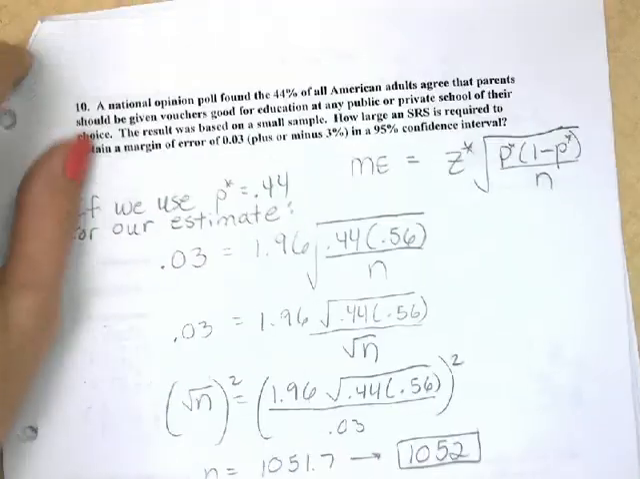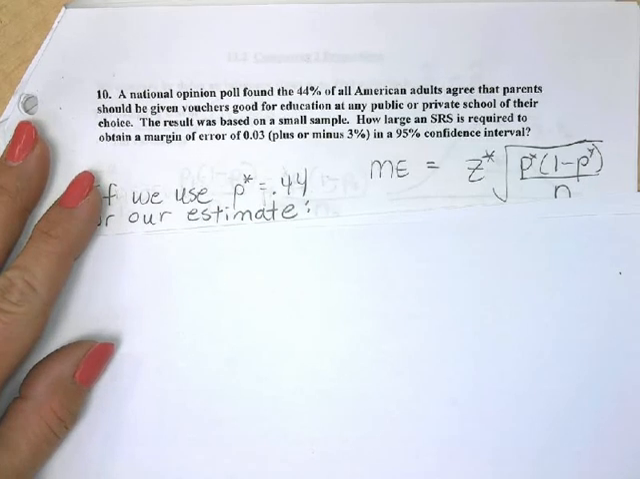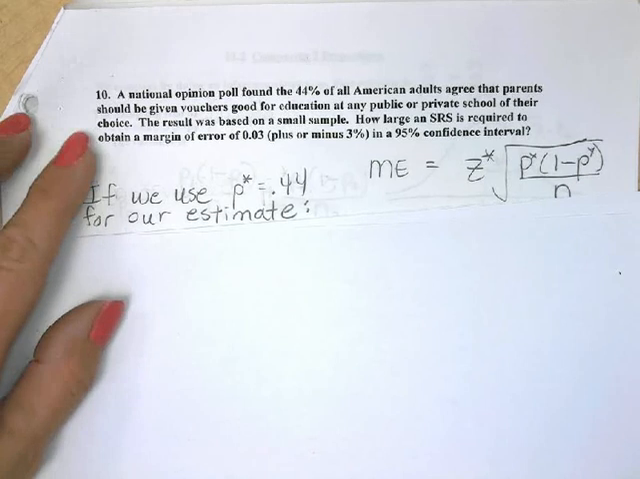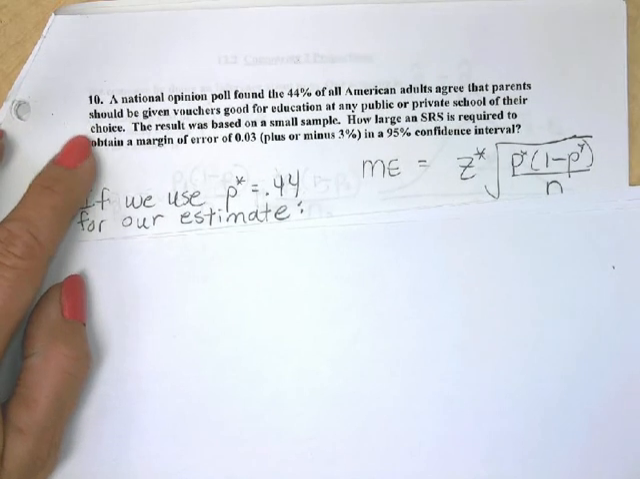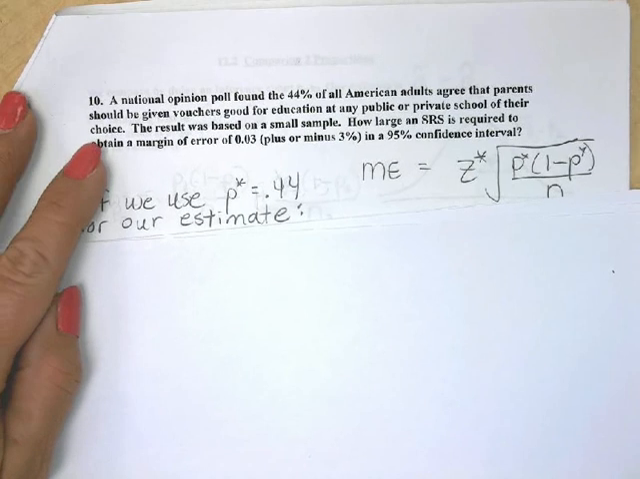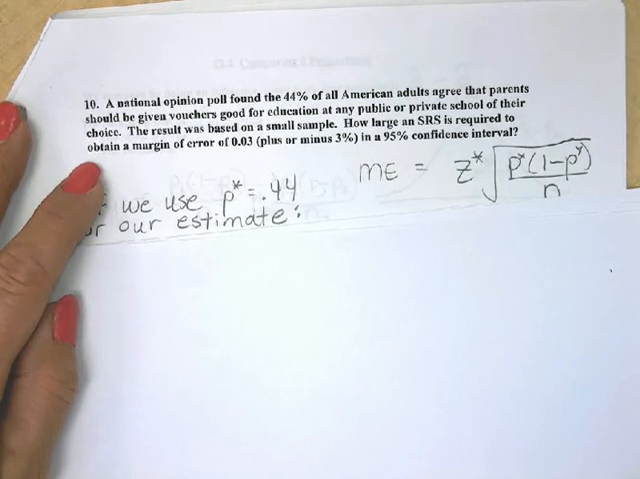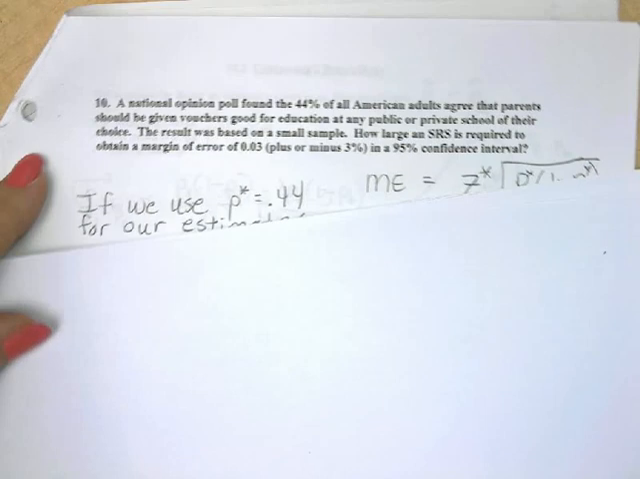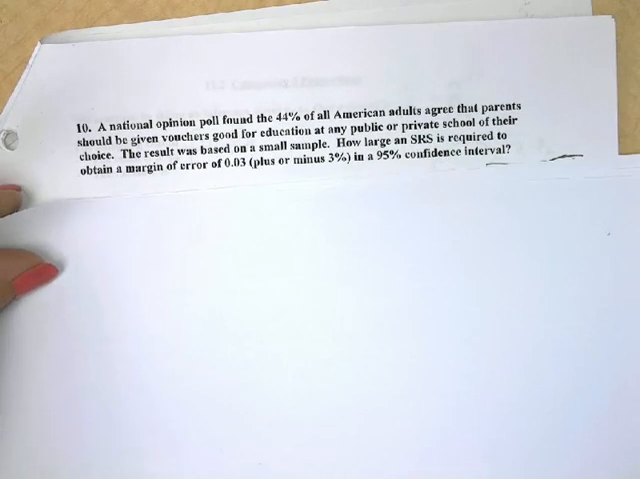So we have a national opinion poll that found that 44% of all American adults agree that parents should be given vouchers good for education at any public or private school of their choice. The result was based on a small sample size. And we want to find how large of a simple random sample is required to obtain a margin of error of 0.03, which means plus or minus 3 percentage points, in a 95% confidence interval.